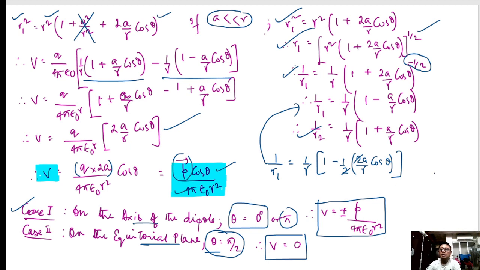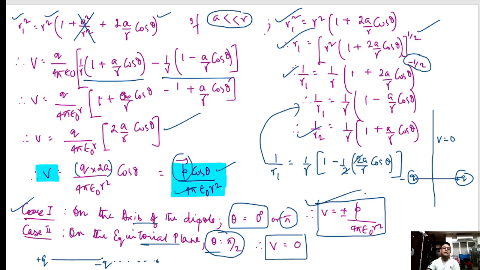So please remember, if you are taking a dipole along the equatorial plane, potential everywhere will be 0. And if this is a dipole and you want to find out along the axis, so this is that formula, plus minus P by 4 pi epsilon o r square. This is the potential. Clear? So you have to keep this in mind, P cos theta by 4 pi epsilon o r square.